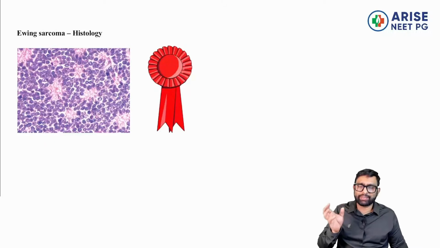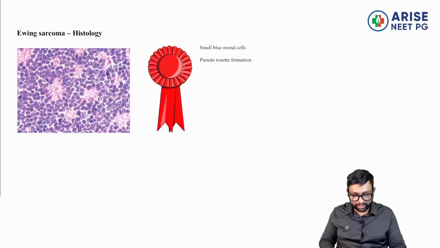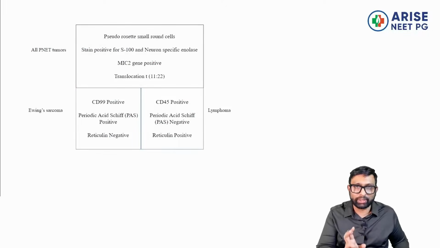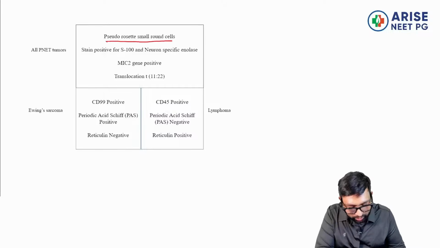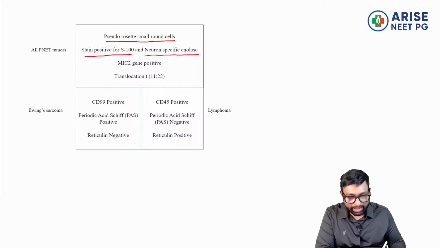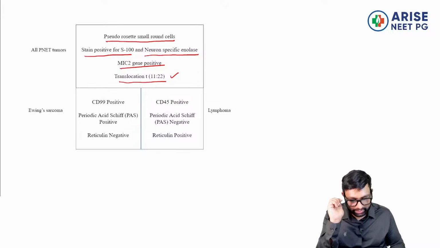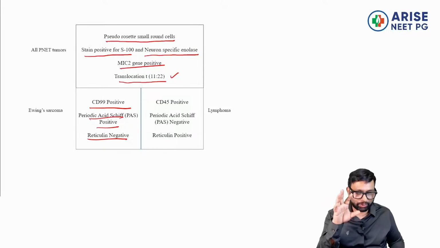Another thing you have to understand is in Ewing sarcoma, you will see this pseudo rosette formation. So you will have these small blue round cells which look like pseudo rosettes. And another feature is it is a PNET tumor, where you will have pseudo rosette small round cells. You will have stain positive for S100 and neuron specific enolase. MIC2 gene will be positive. Translocation T(11;22) is there. This is important. This was asked as a question in one of the exams. And in Ewing sarcoma, you will notice CD99 positive, reticulin negative, and PAS positive. Okay, please remember these have to be memorized.